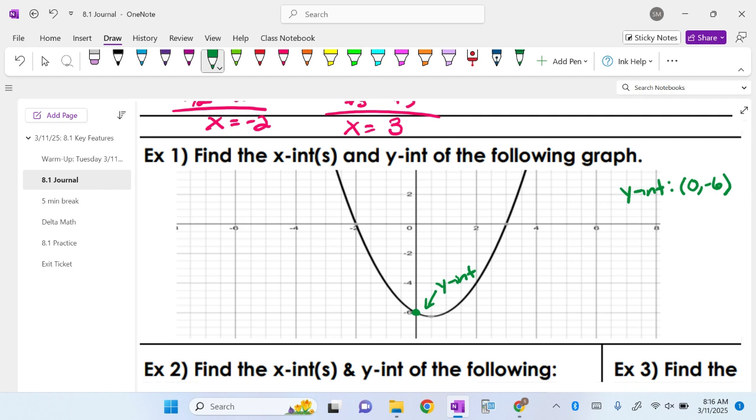All right. Now, let's find our x-intercepts. Now, before even starting, how many x-intercepts do you think you're going to have? 2. All right.